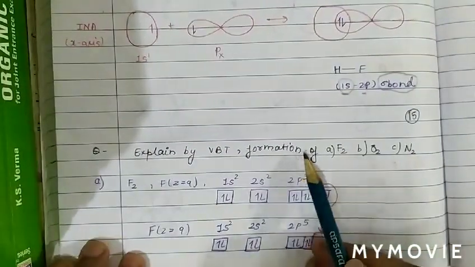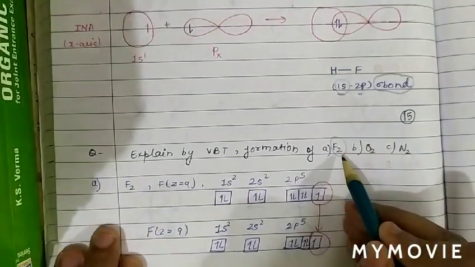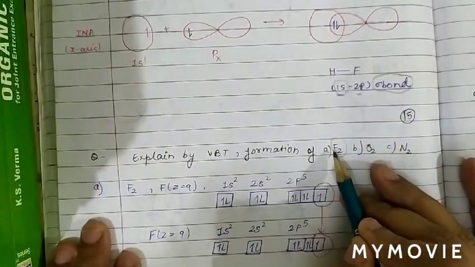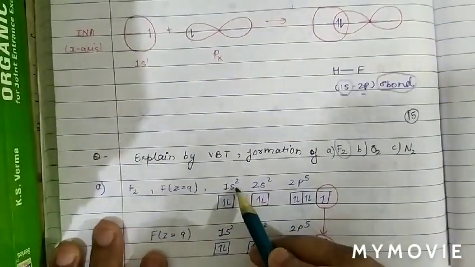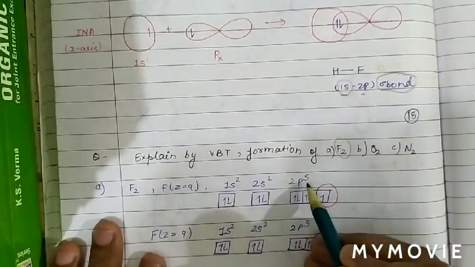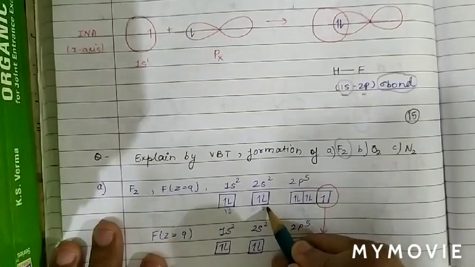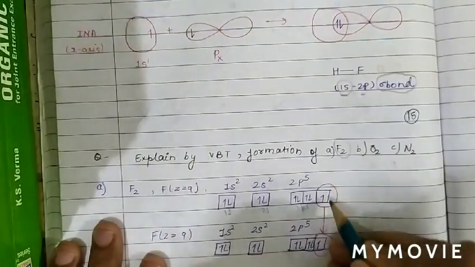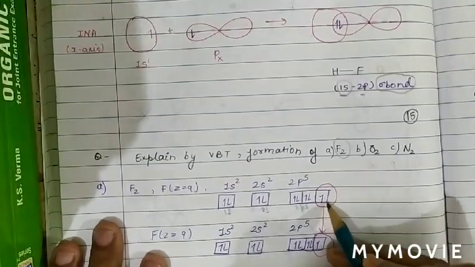Explain the VBT formation of the F2 molecule first. In fluorine, F2, there are two fluorine atoms. Fluorine's atomic number is 9, so the configuration will be 1s2, 2s2, 2p5. There is one unpaired electron in 2p5, so it will overlap.